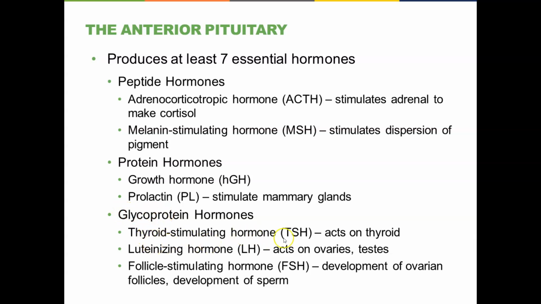Thyroid stimulating hormone stimulates the thyroid to produce thyroid hormone, T4 and T3. Luteinizing hormone, that's the one that gets the ovaries and the testes producing, to induce the ovary to ovulate, and induces the testes to produce testosterone. Follicle stimulating hormone, FSH, stimulates the ovaries and testes to produce mature eggs, to produce mature sperm cells. So those are the big ones right there.